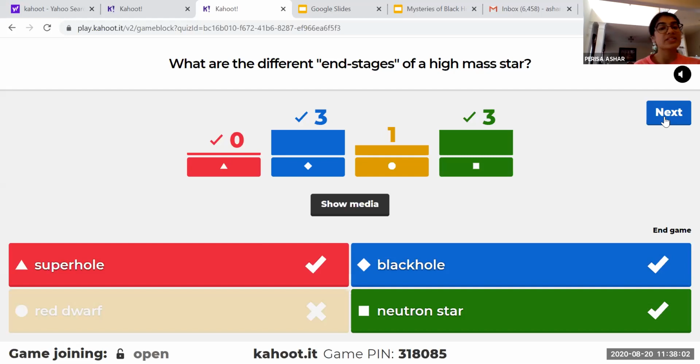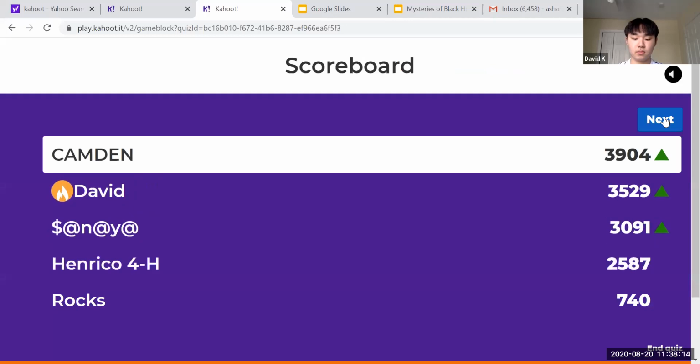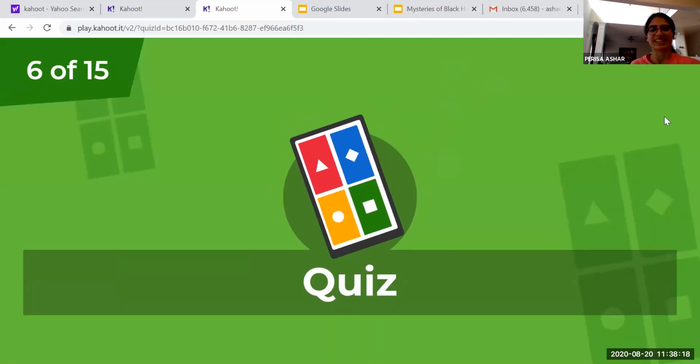But red dwarf is not the end stage of a high mass star. Red dwarf is a small medium star right before it either becomes a red giant or a red supergiant. But a majority of you got this correct, so that's good. Good job, Camden, and good job, David and Sanaya. You guys are in the lead.